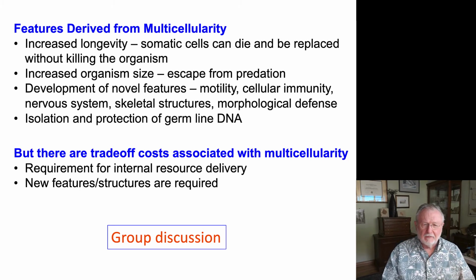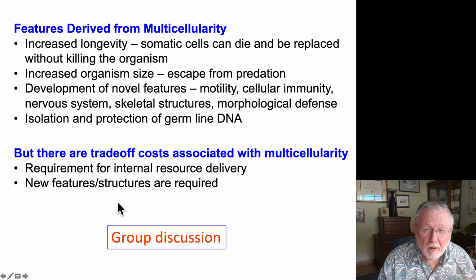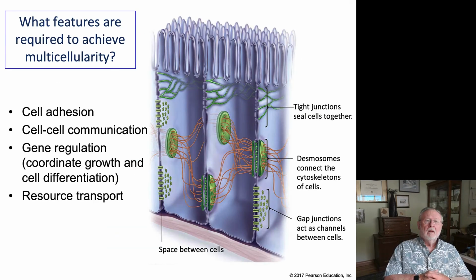But there are trade-offs and costs that are associated with multicellularity. There's a requirement for internal resource delivery. You need a transport system. New features and structures are required that were not required in unicellular organisms. So at this point in class, we would break into a group discussion to talk further about this topic.